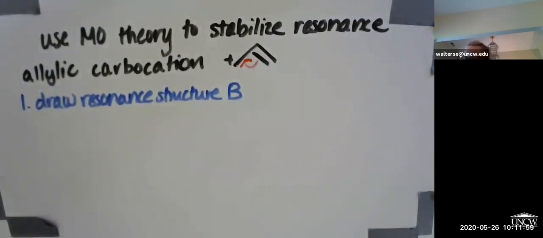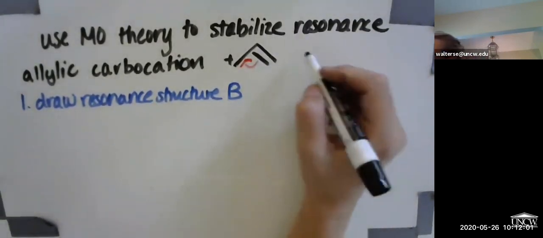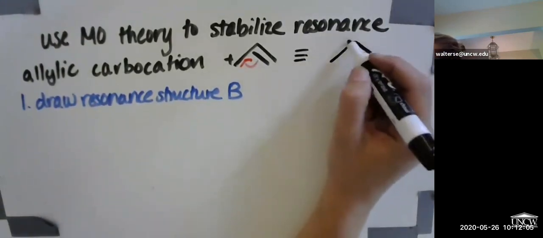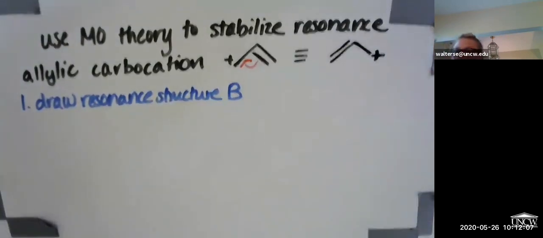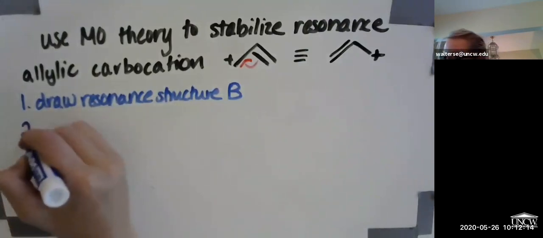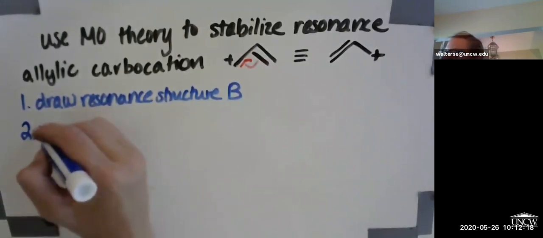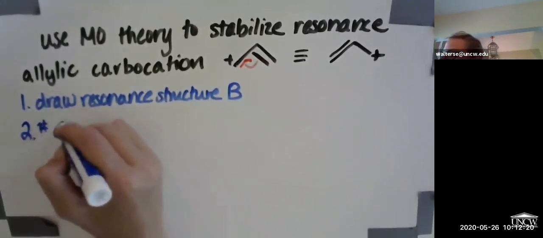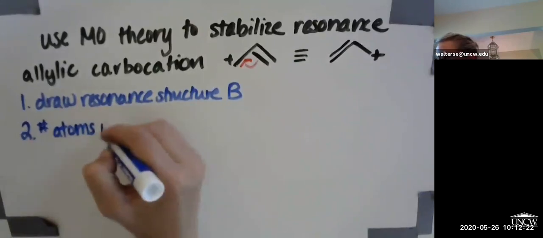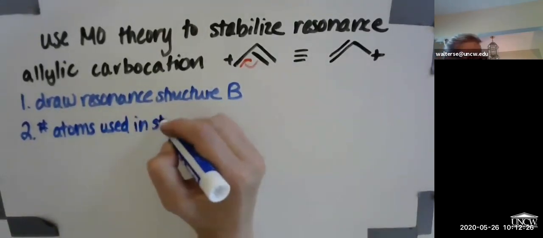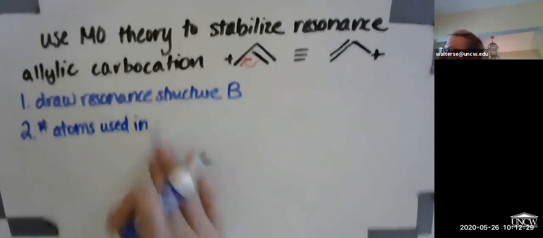So those pi electrons become pi electrons in a different position in the molecule. And we have that other resonance structure. Okay. The second thing is you're going to find the number of atoms used in the resonance.